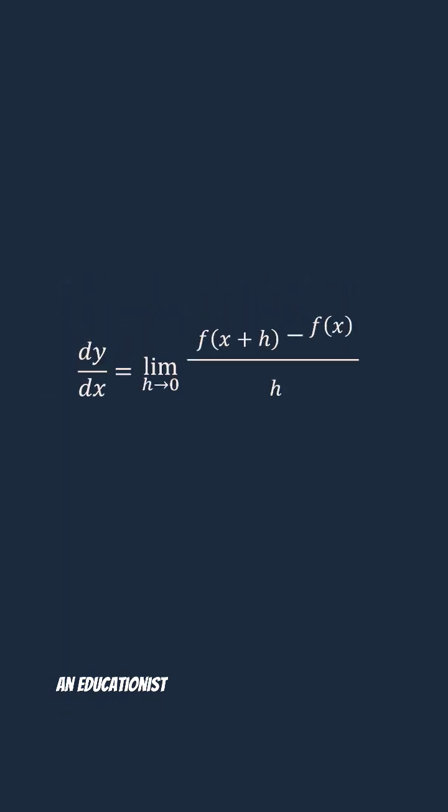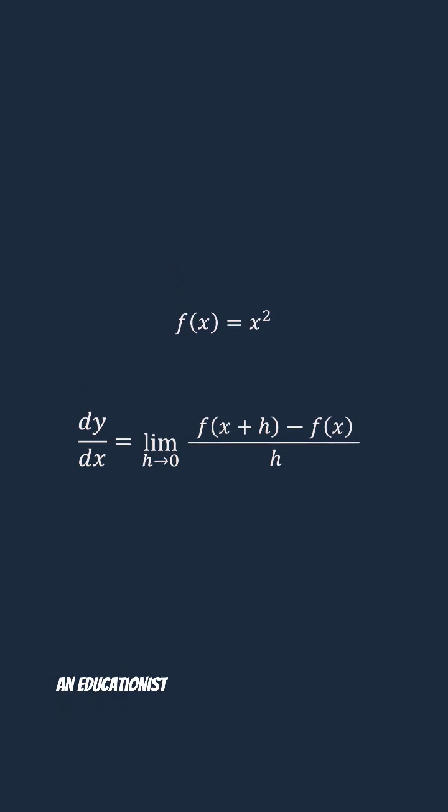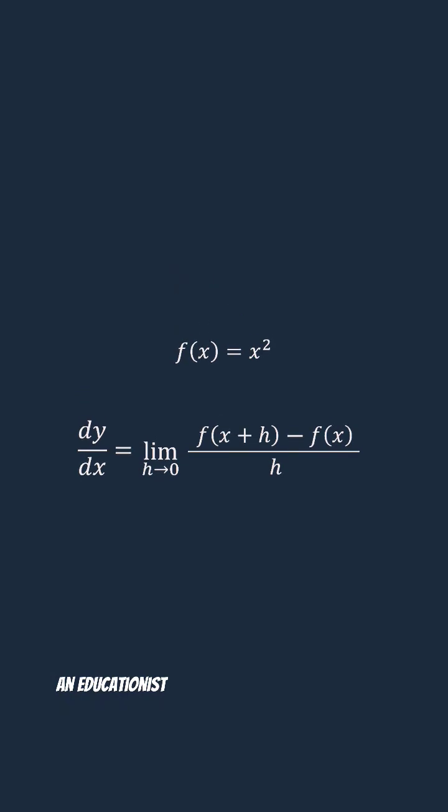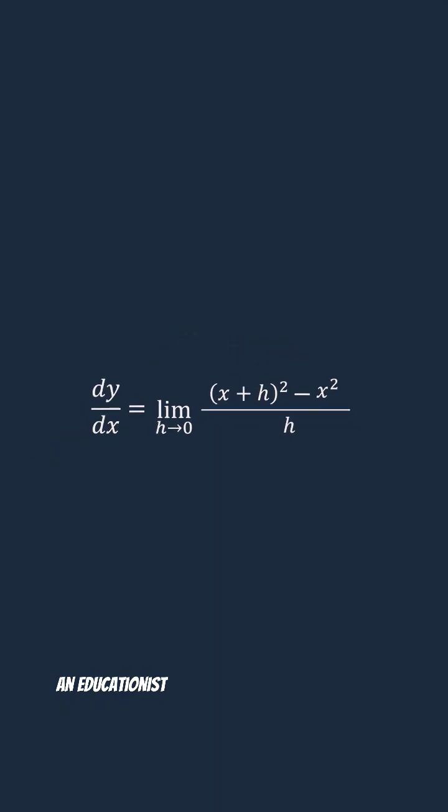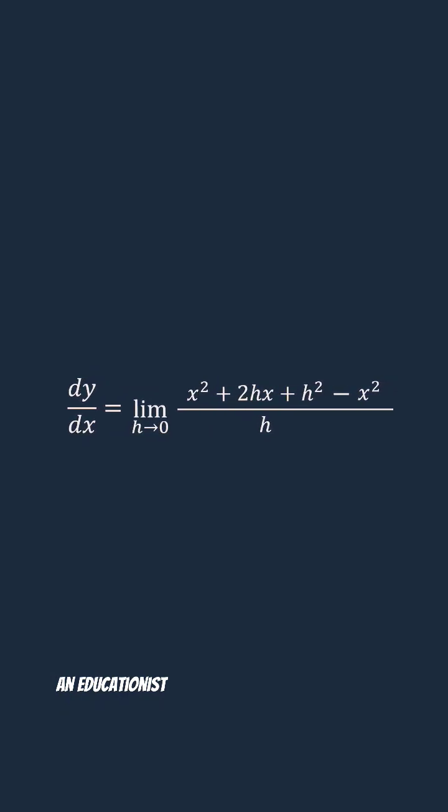For example, let's differentiate f of x equals x squared from first principles. Start with the formula. Substitute f of x plus h as x plus h squared. For f of x equals x squared, the formula becomes x plus h squared minus x squared, all divided by h. Expand the numerator to get x squared plus 2xh plus h squared minus x squared.